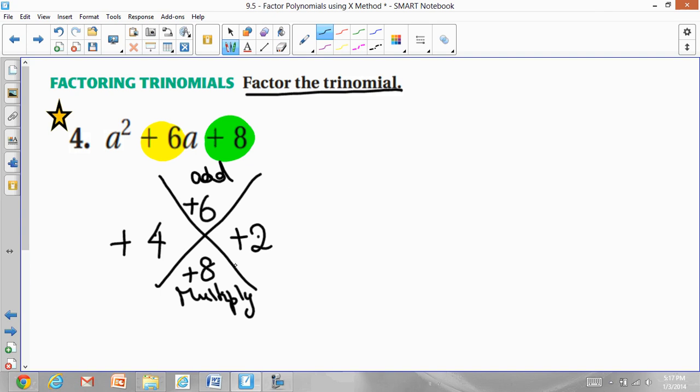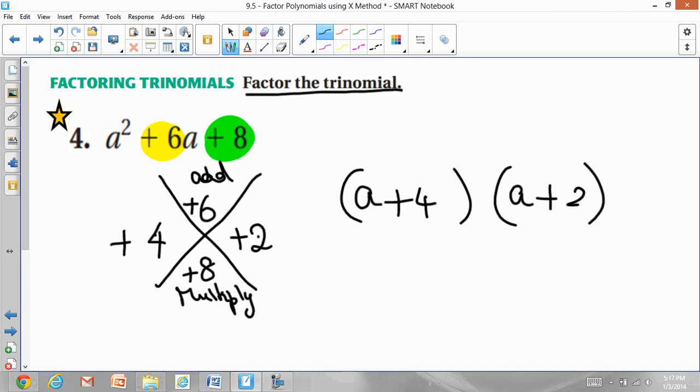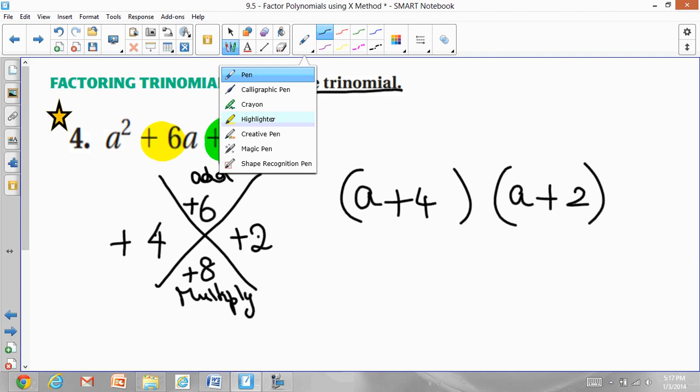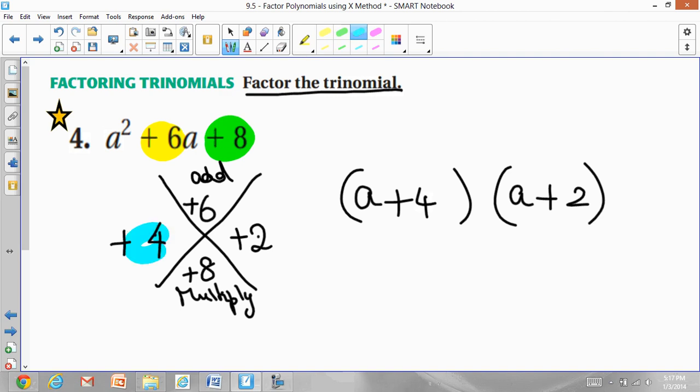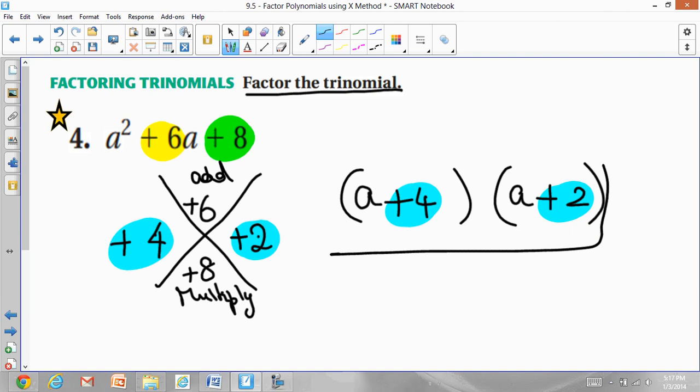The last step is you have the variable a. So I'm going to take open parenthesis twice. I'm going to write a. The first one is plus 4 and the second one is going to be plus 2. Watch what I'm going to highlight and show you. So a plus 4 is a factor and a plus 2 is another factor. So this is the answer.